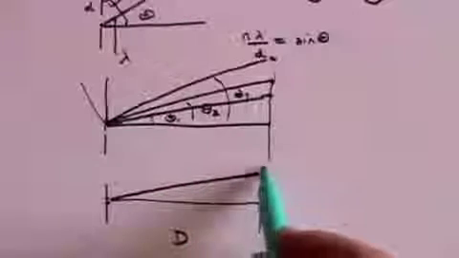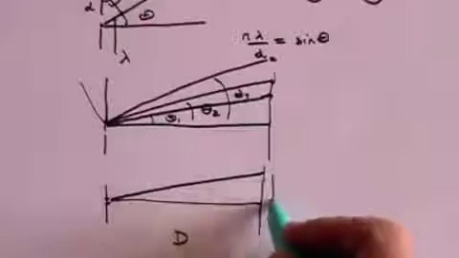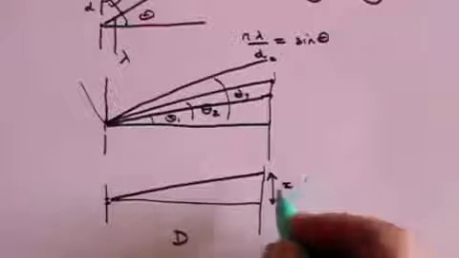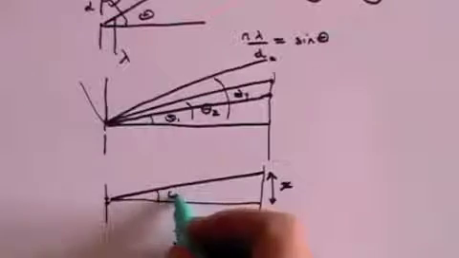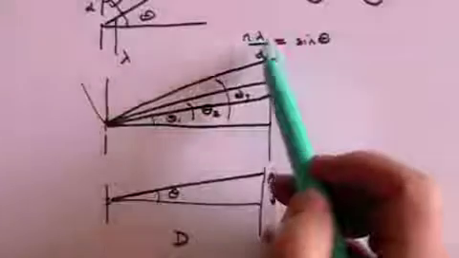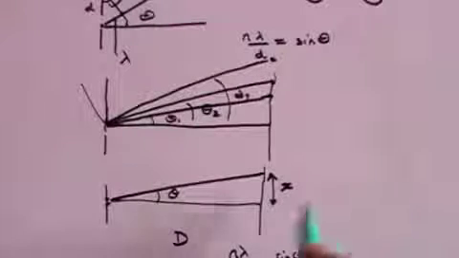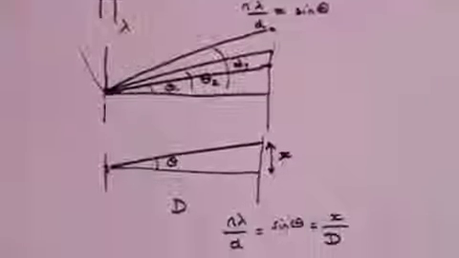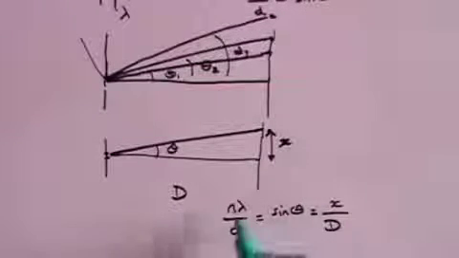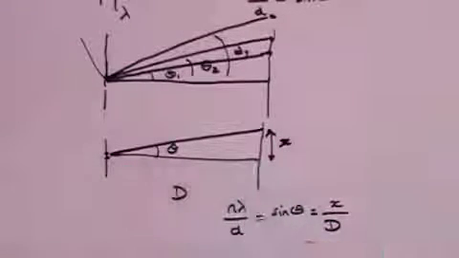Here's the first fringe spacing, and that is going to be a distance x. And this angle is theta. And we know, because we've just shown it, that n lambda over d equals sine theta. So n lambda over d equals sine theta, but sine theta is simply x over capital D.